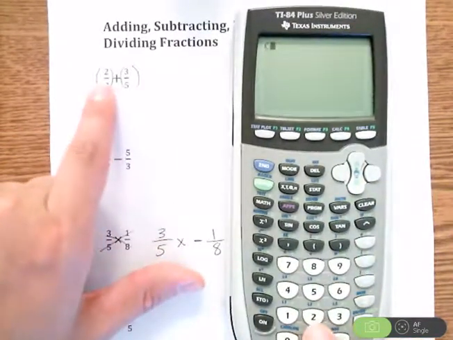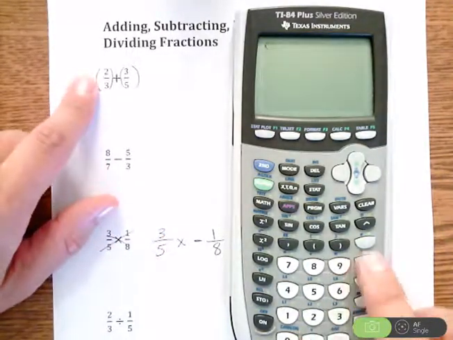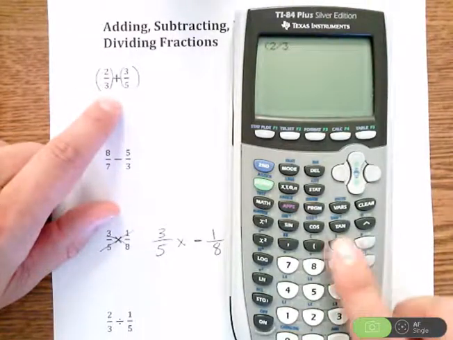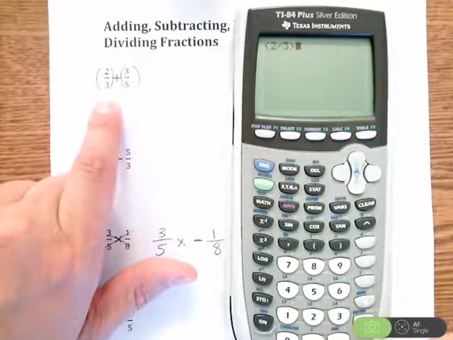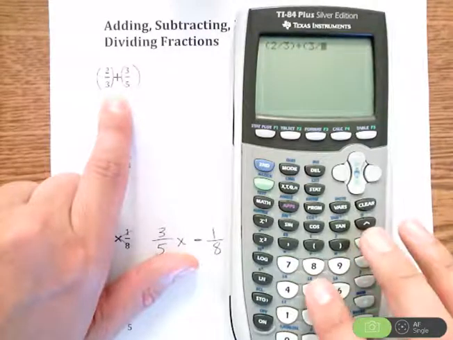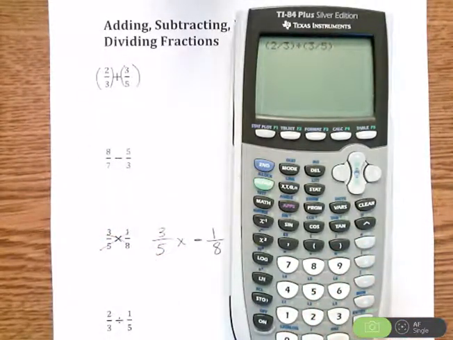To do a fraction like this, the 2 over 3, the way you could do that is you use division on a calculator. So 2, division sign, 3, parentheses. This is the same as that fraction right there, 2/3. I need a plus sign, and then parentheses, 3 divided by 5. And when I hit enter here, I'm going to get a decimal.